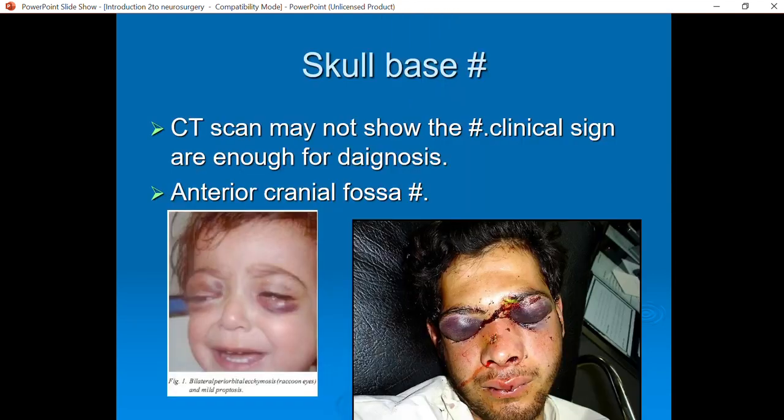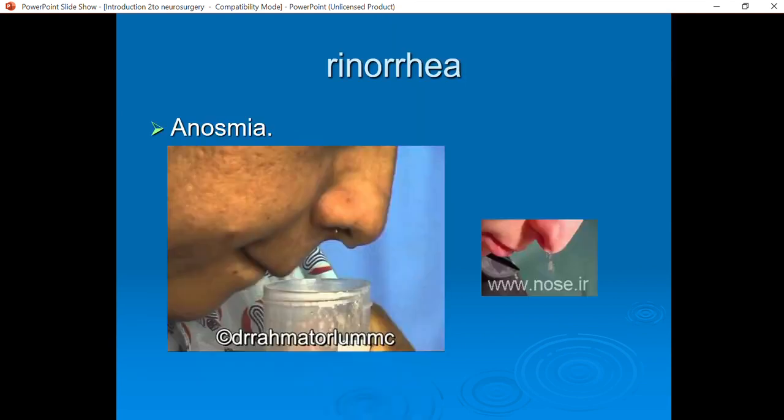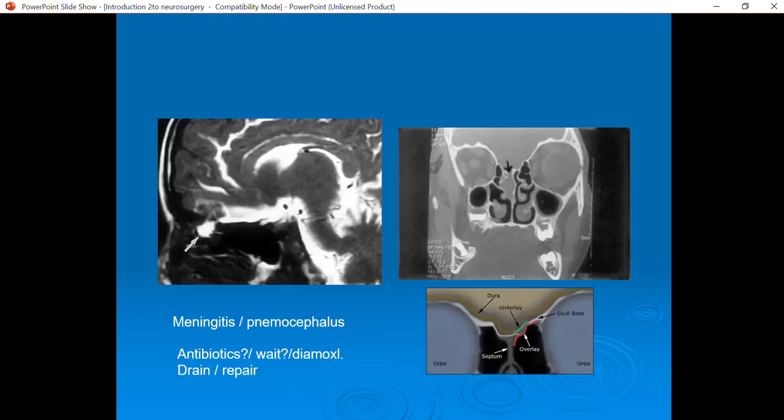While here it's unlimited. So if we ask you to mention the signs of anterior skull base fracture, mention raccoon eye, unlimited subconjunctival hemorrhage, rhinorrhea. Anosmia can also be a sign, loss of smell sensation, and that is because when there is anterior skull base fracture, there is interruption of the olfactory filaments passing through the cribriform plate and loss of smell.